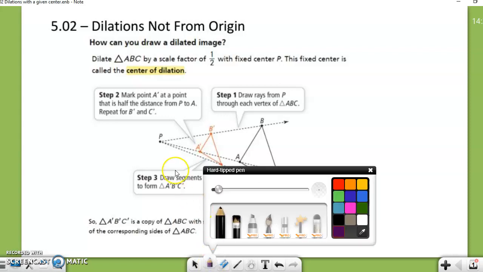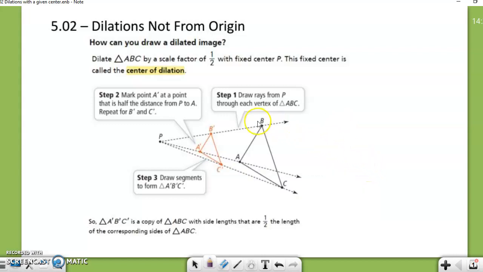Hi guys, welcome back. We are starting lesson 5.2, dilations not from the origin. So how can you draw a dilated image? You would multiply by the scale factor around a fixed point P. That fixed point is called your center of dilation. So let's take a look at this little example. Here's my center of dilation.